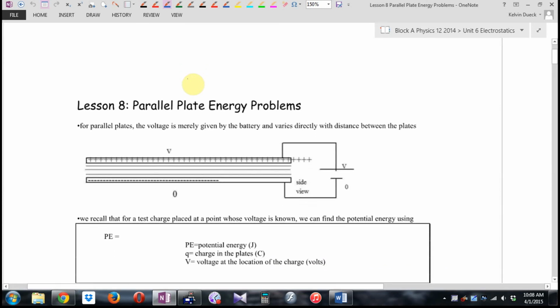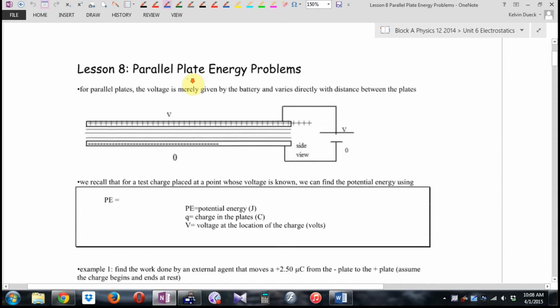Remember, for parallel plates, first of all, you get the voltage. It's given by the battery that you hook it up to, so it'll be in the picture, usually. And it varies directly. And also recall we said this.